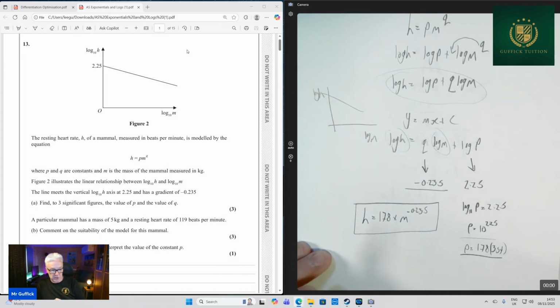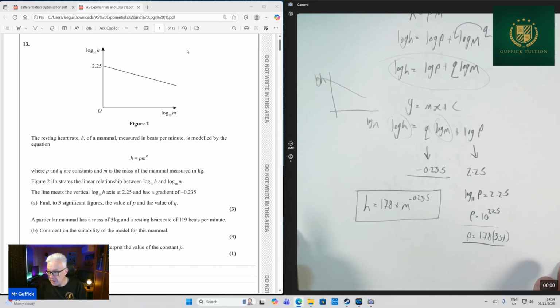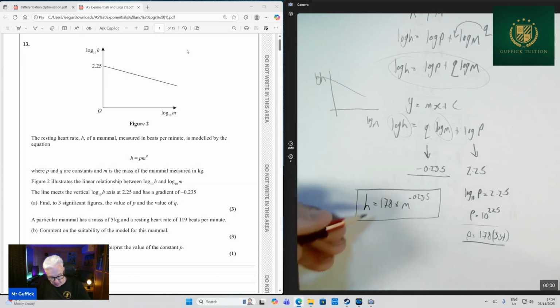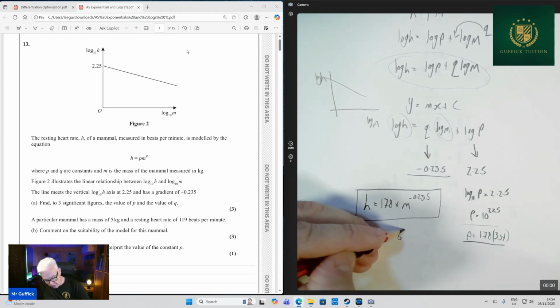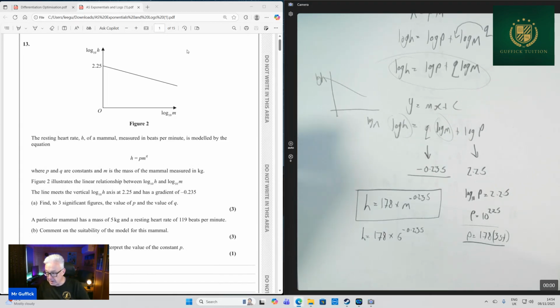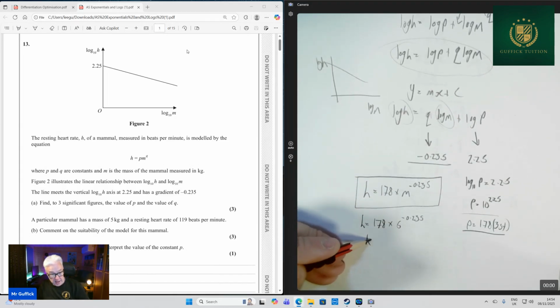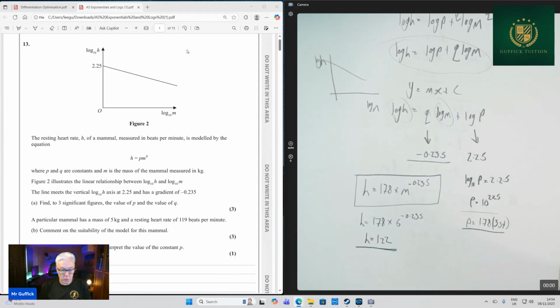Oh, actually, that bit's not too bad. I can't believe really that that's worth 3 marks. So all we need to do here is just sub in a mass of 5 and see what heart rate that gives us in order to see whether or not the model is suitable. So when we sub 5 into that equation, we get that H is equal to 122. Now, we've got 122 there, and that is not very far out from the actual heart rate, because the actual heart rate is 119.